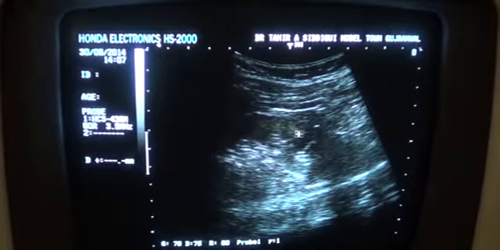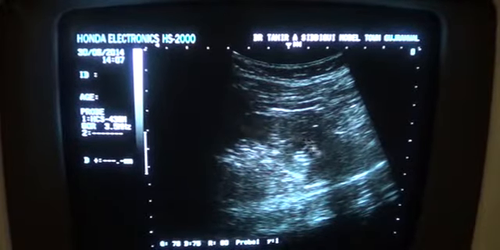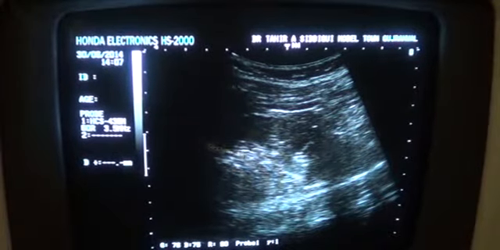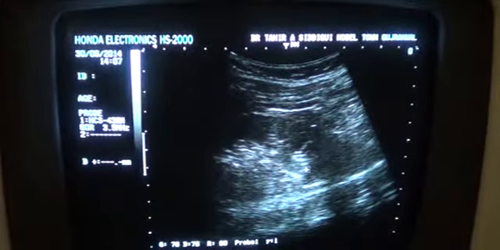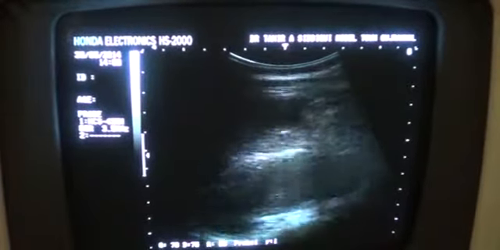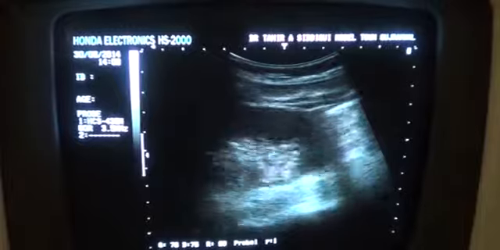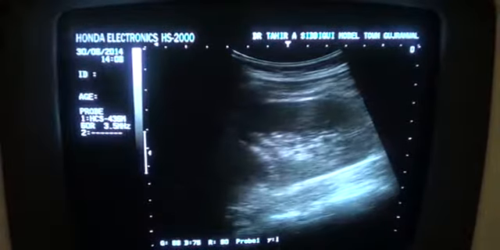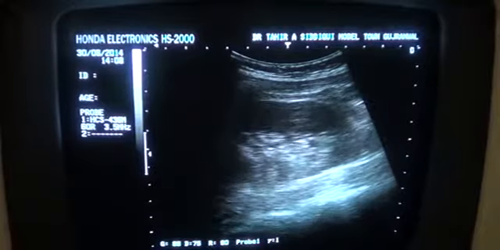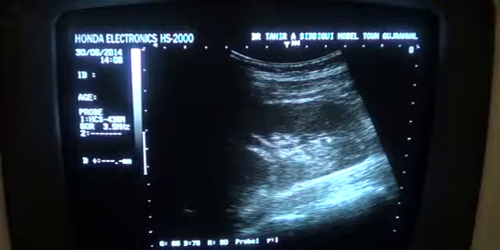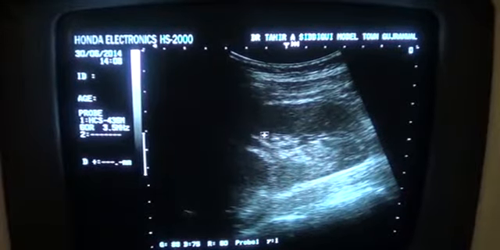The parenchymal cortex is normal, the medullary region is normal. These are the medulla. The central sinus echo-complex is normal. The thickness of the parenchyma is normal at the lower pole and at the mid region. Remember that this is the lower pole and this is the mid region of the left kidney.